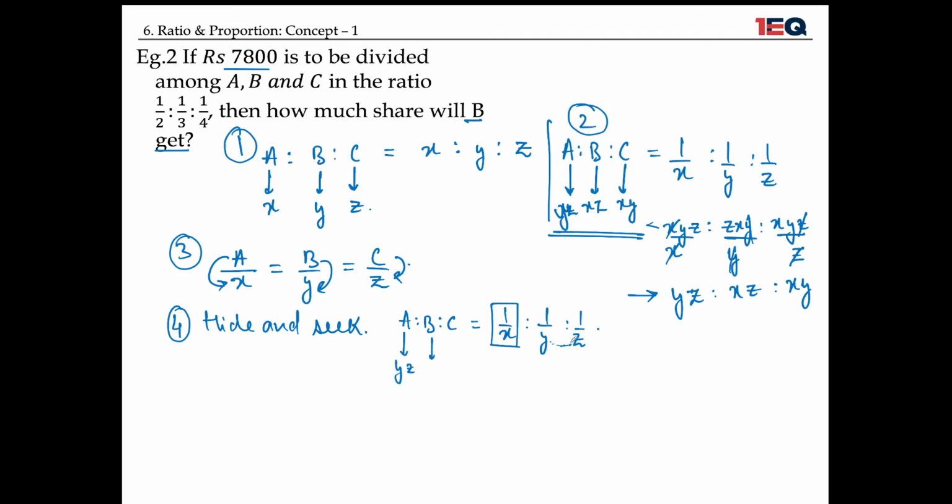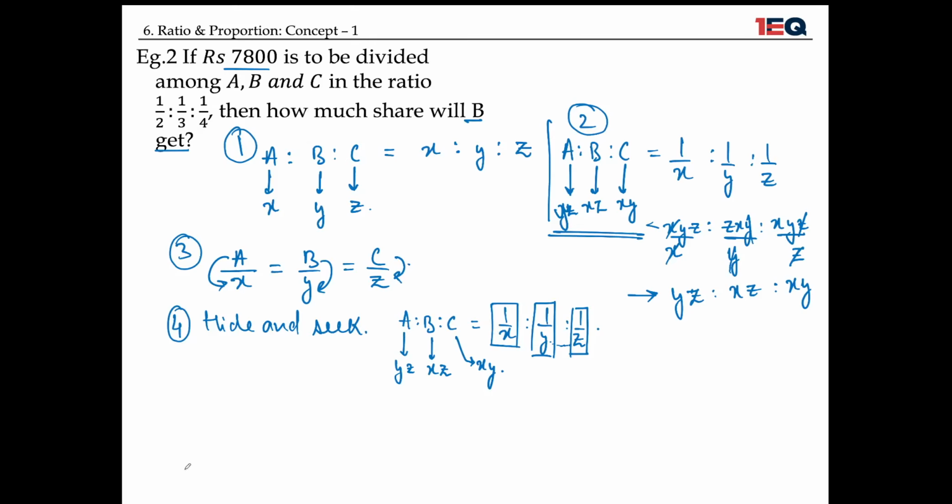Similarly, if you wish to find out the value of b, you hide 1 upon y with your hand and multiply x with z, which gives you xz. Then if you wish to get the value of c, you can hide z with your palm and focus only on xy, which would be your value for c.